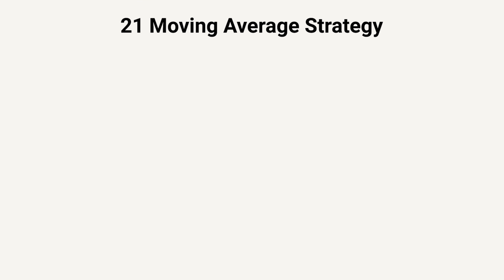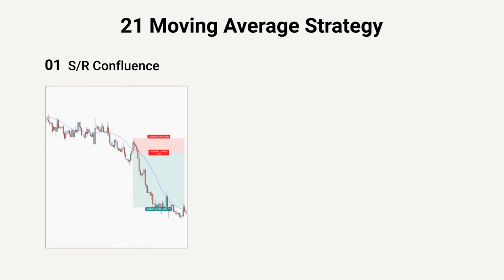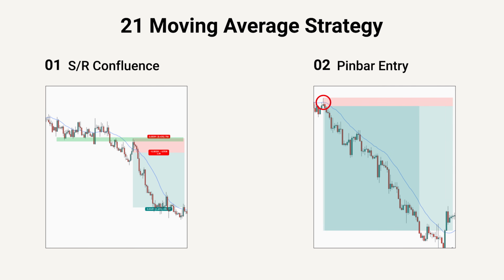Now, to summarize everything, we have two styles of trading the 21 moving average. Number 1 is as support and resistance confluence, and second is via pin bar entry. Both have pros and cons. What we suggest is backtesting the strategy before completely including it in your arsenal. Then, comment down below what's more effective for your trading.